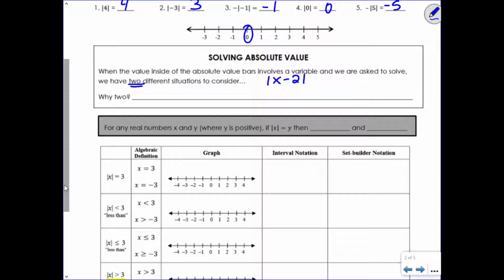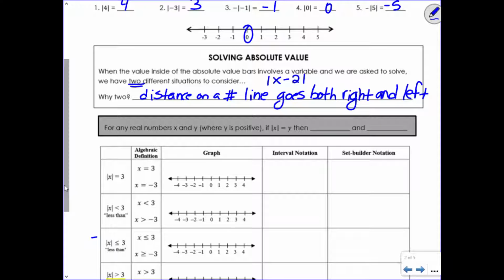Okay, a little bit more specific than that. Yeah, do you know what this number is on the inside? Do you know whether it's positive or negative? Do you know whether to go to the right or the left? No. So we have to take both of those into consideration. So y2 is because distance on a number line goes both right and left. And we have to take both of those into consideration because we don't know what x is. We don't know what that number is that the absolute value is.